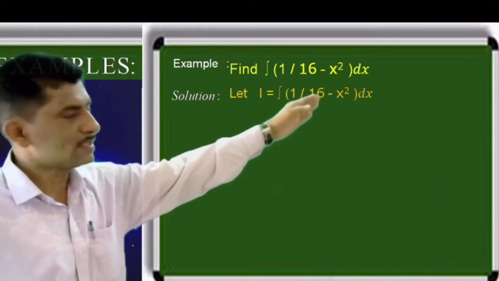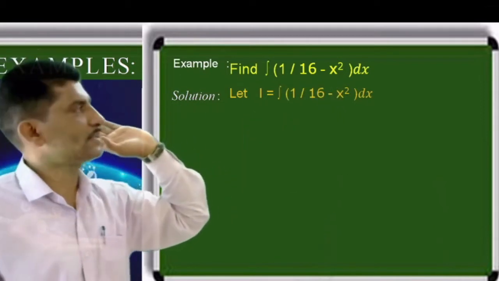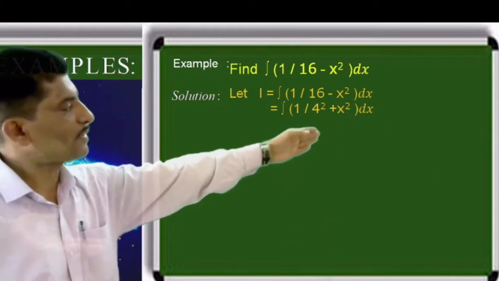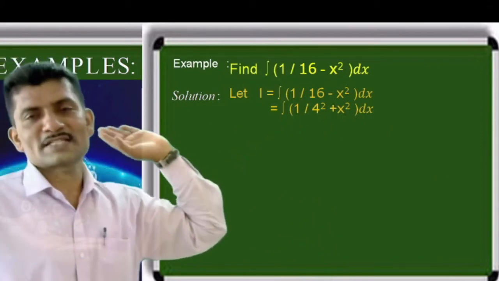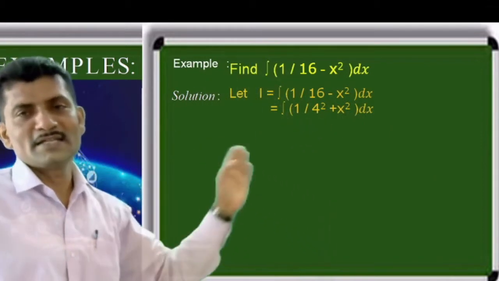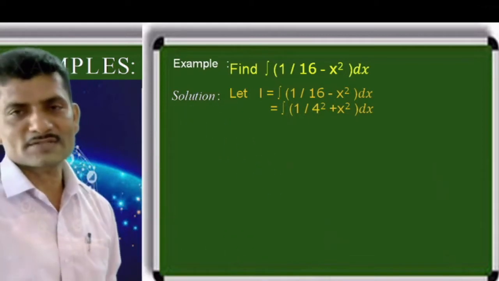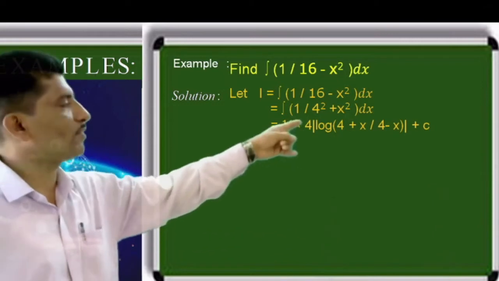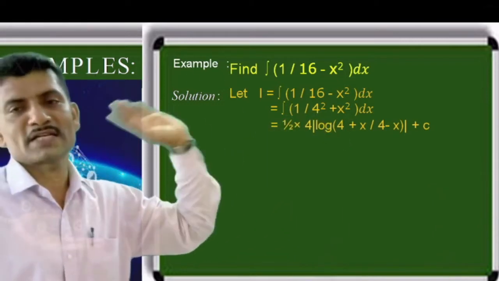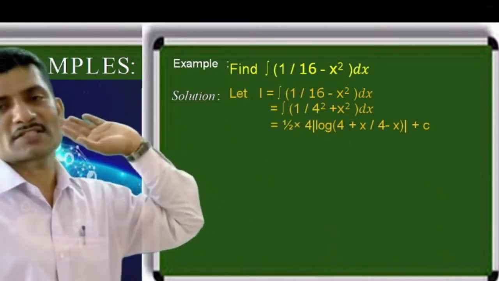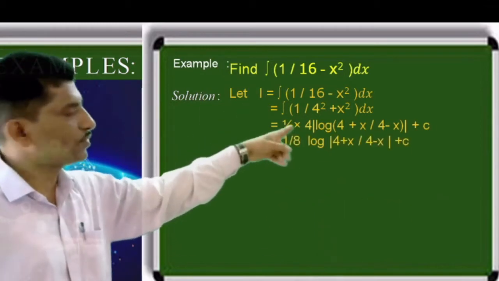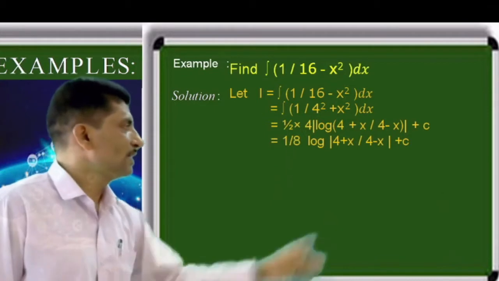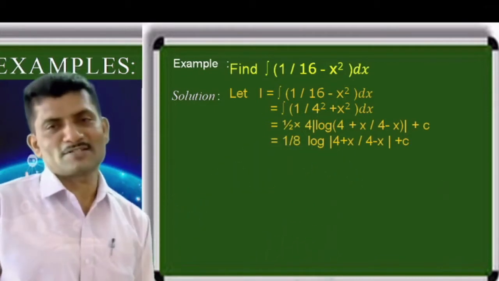I is the given integral, the integral of 1 by 16 minus x square into dx. So, 16 is 4 square: the integral of 1 divided by 4 square minus x square into dx. You have a minus sign, not a plus sign. So the answer is 1 by 2 into 4 times log of modulus of 4 plus x divided by 4 minus x, plus the integral constant.